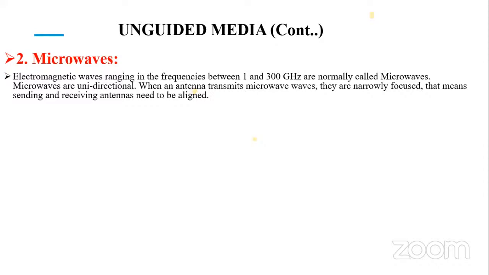So these microwaves are also unidirectional. And when an antenna transmits the microwaves, they are narrowly focused. That means the sending and receiving antennas need to be aligned. You can see the picture, you'll get the idea.